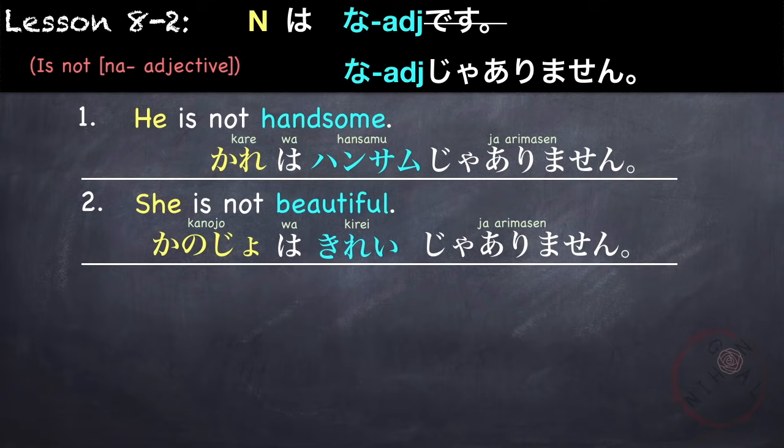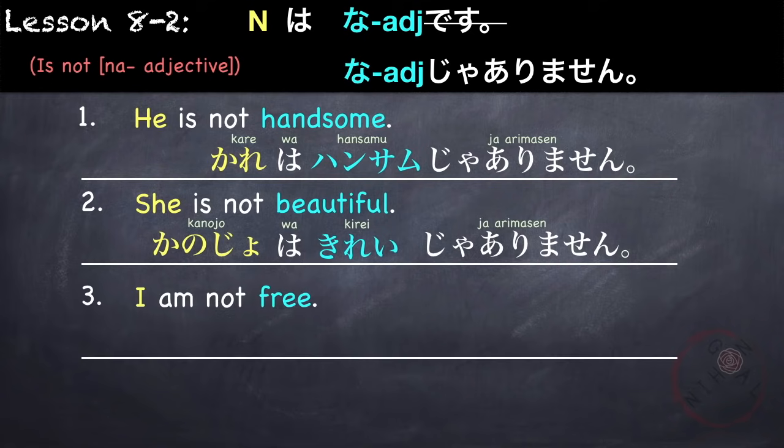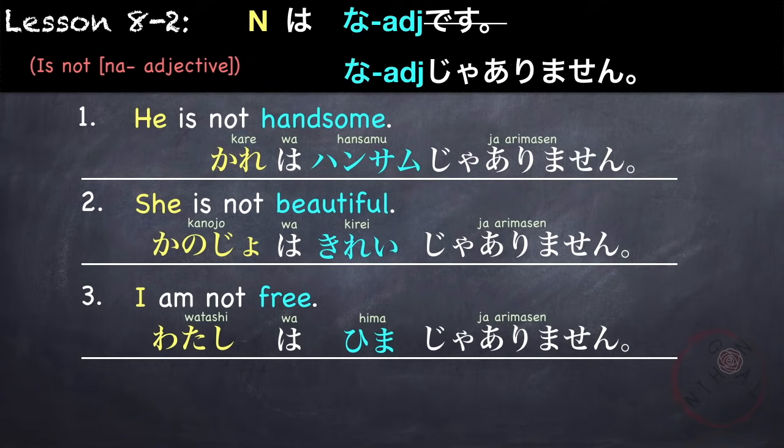Another example, I am not free. Watashi wa. Free is hima. I am not, ja arimasen. Watashi wa hima ja arimasen.